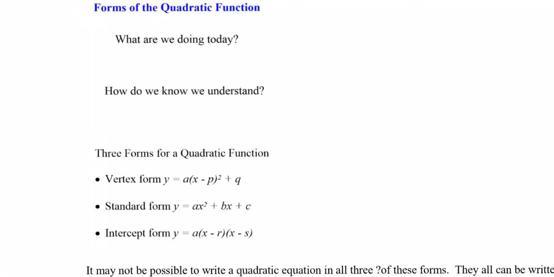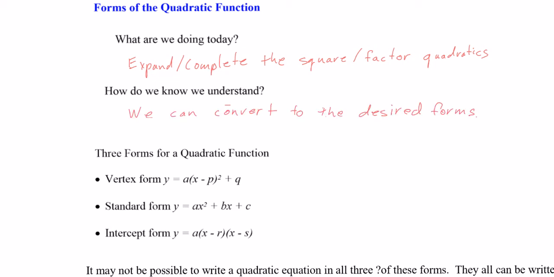So today what we're working on is the forms of the quadratic function. How do we know what we're doing today? We're basically going to expand, complete the square, and factor quadratics, and go backwards as well. How do we know we understand? We can simply convert to the desired forms.